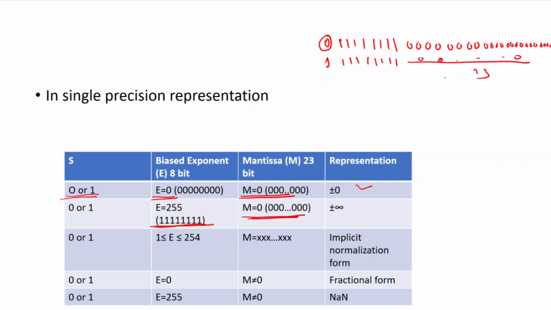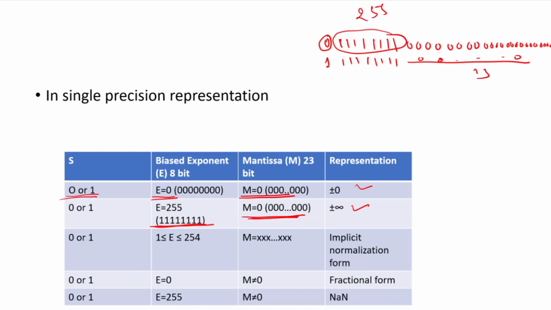So this means when the mantissa is 0, and we find the binary equivalent of these 8 ones, this is equivalent to 255. So the exponent is 255, meaning all the 8 bits are 1, and then this depends on the value of the sign bit. When the sign bit is 0, this represents plus infinity. When the sign bit is 1, this represents minus infinity.